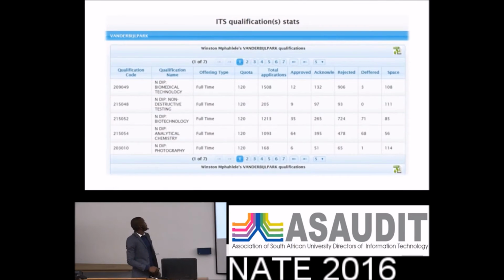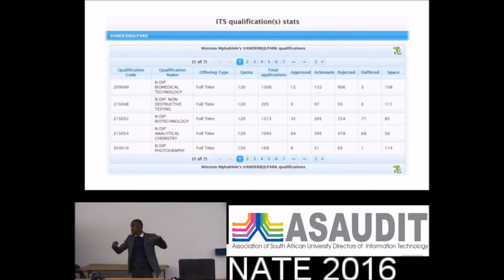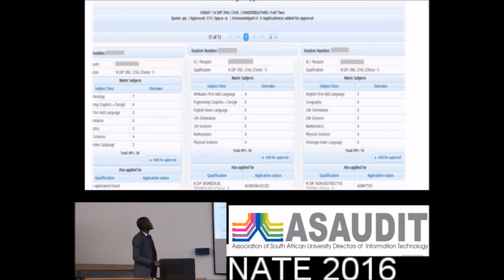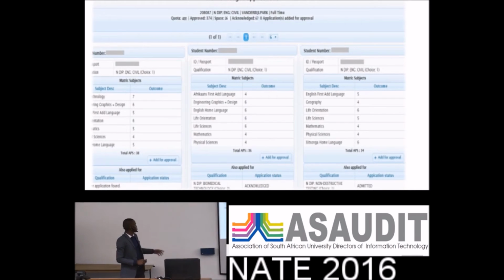And you also have your personal dashboard. So if you are only interested in one qualification or one campus, you can have that kind of a report on the system so that you don't really need to see the whole universe of what's going on. You can just see your qualification as a HOD or a dean. Okay, so this is the admission part.